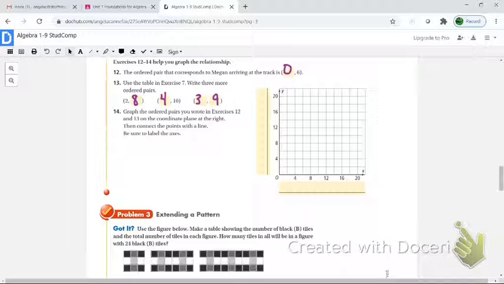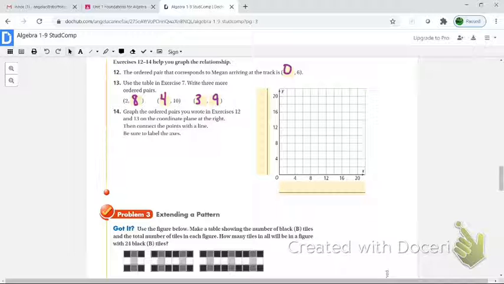Now, they only did the first quadrant, and why is that? Well, this is because we're only doing positives. They're not going to run negative numbers of laps, so there won't be negatives on the graph. So that's why they only have the first quadrant rather than the entire coordinate plane.